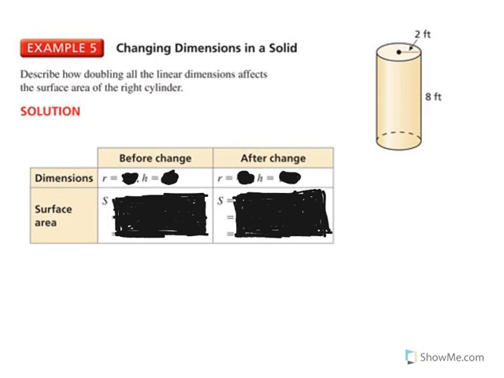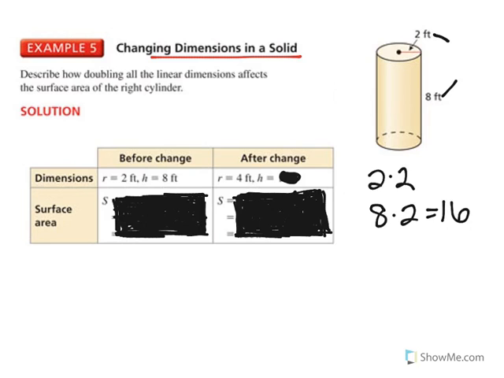Alright, this brings us to our last example. We're going to talk about changing dimensions in a solid, and we're going to describe how doubling all the linear dimensions affects the surface area of the right cylinder. Before the change, we have a radius of 2 feet and a height of 8 feet. After the change, if we double our radius, 2 times 2 gives us 4, and if we double the height, 8 times 2 is 16.